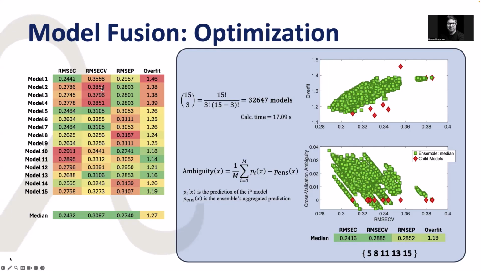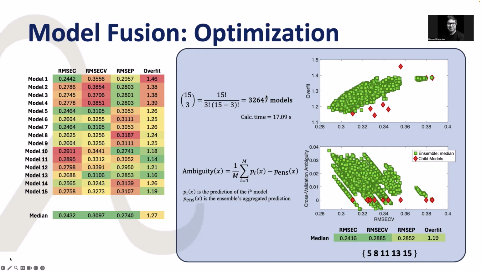Keep in mind that each of these columns, that lookup table is valid. Whenever you see a green color, that means that's the lowest error. And whenever you see a green color on the overfit, that means that is the closest to the 1-to-1 ratio. When we take the median of that, the best error that we get in cross-validation is about 0.31. For the prediction it is 0.2740. So we get already a good result.